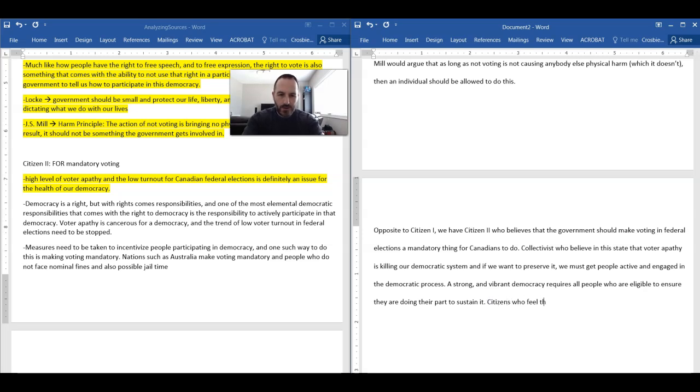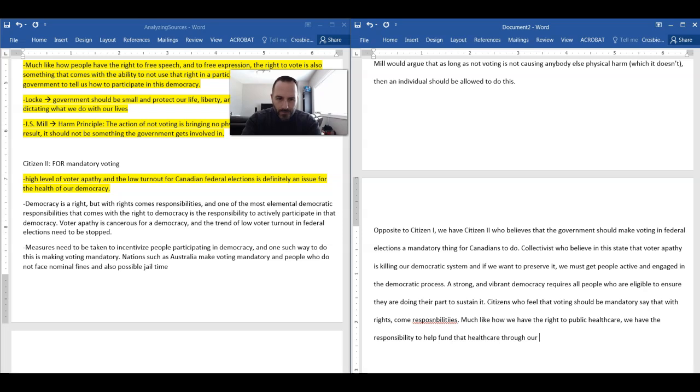Citizens who feel that voting should be mandatory, okay, so I'm moving on to the next part right here, say that with rights come responsibilities, much like how we have the right to public health care, we have the responsibility to help fund that health care through our tax dollars.